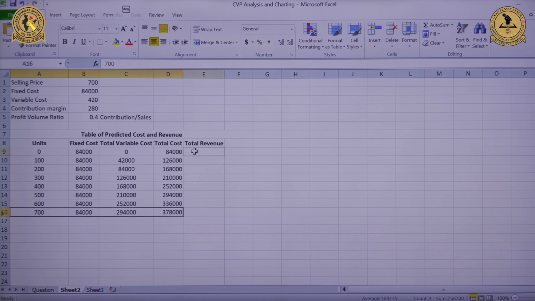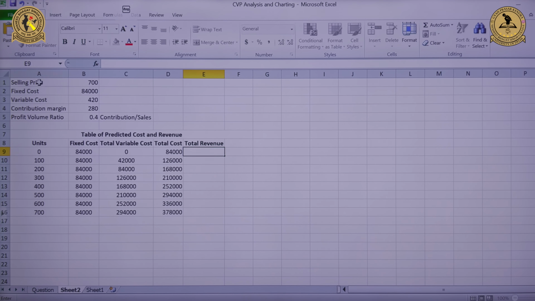The last step is the computation of total revenue or total sales revenue, which means again the formula for the total revenue is selling price per unit multiplied by number of units.